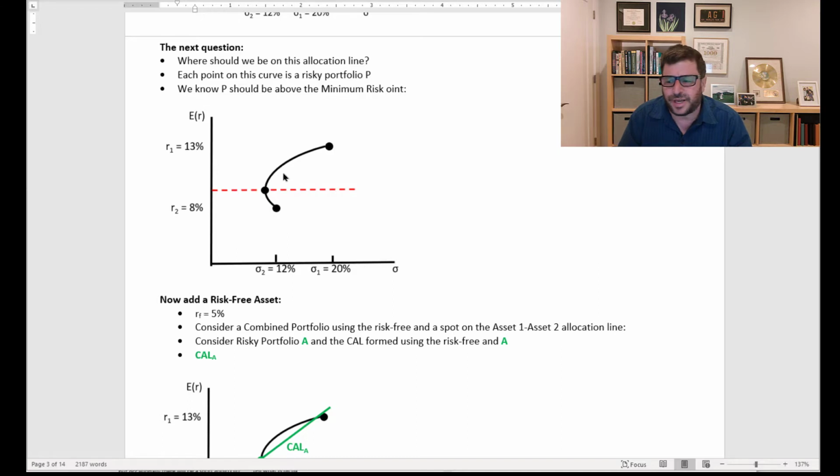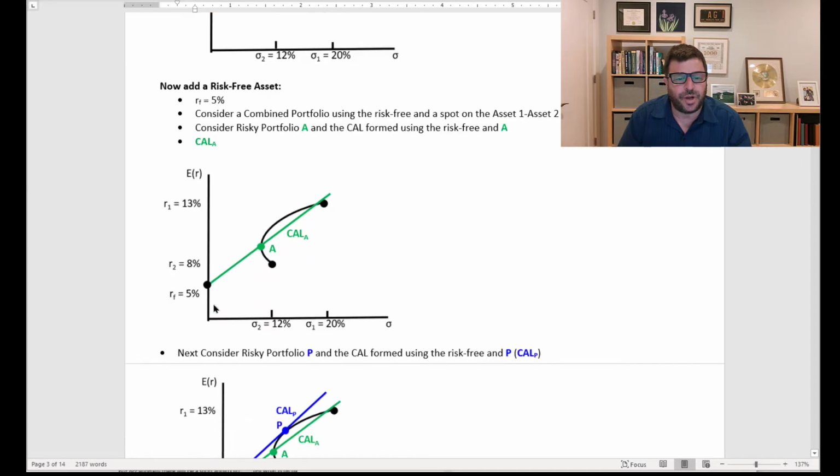So what we're going to do next is add a risk-free asset. We're going to now have a 3-asset universe: asset 1, asset 2, and now a risk-free asset. And we're going to add a 5% risk-free asset. What I want to do is consider a combined portfolio A. First, I want to think about this spot A on this curve. If I choose this spot A on this curve, it means that I can draw a line between here and here, and I can choose any spot on this line.